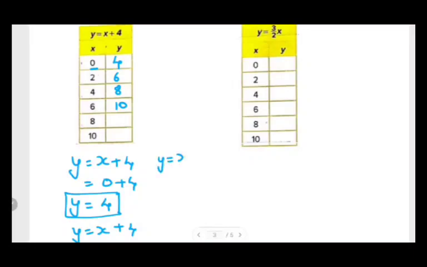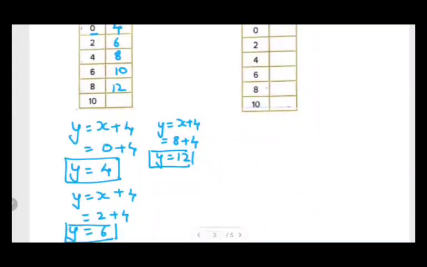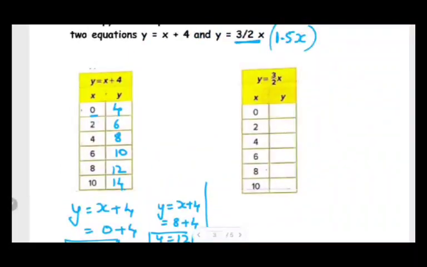When y is equal to x plus 4, when x is 8, y is going to be 12. And y is equal to x plus 4, when x is 10, y is going to be 14. Alright, let's do it for the next one.